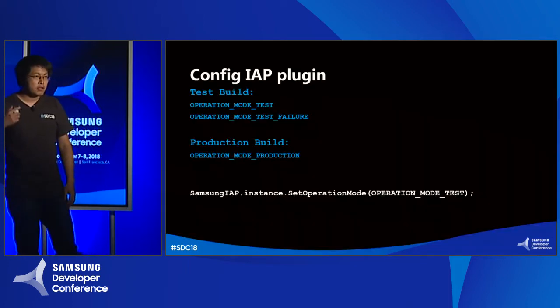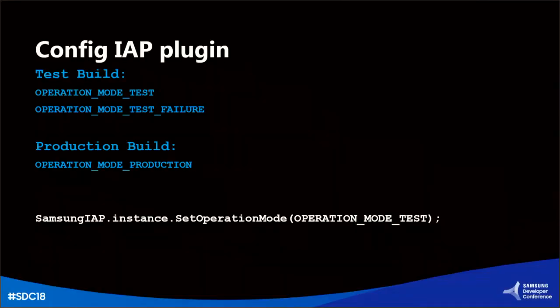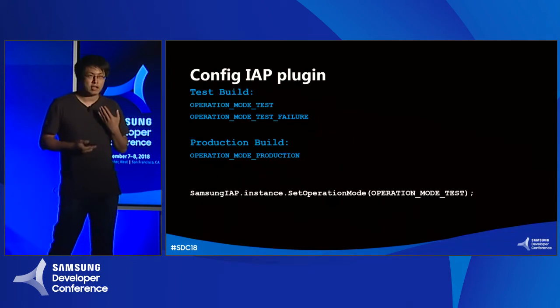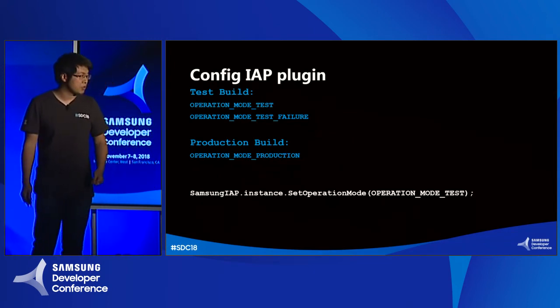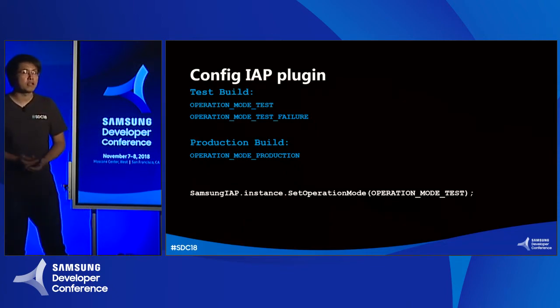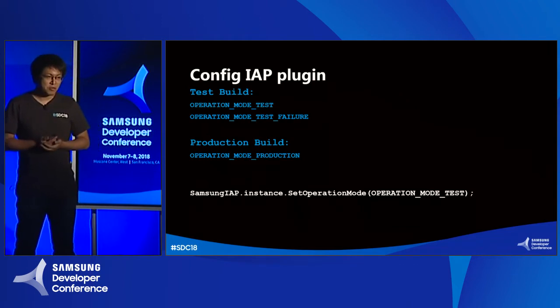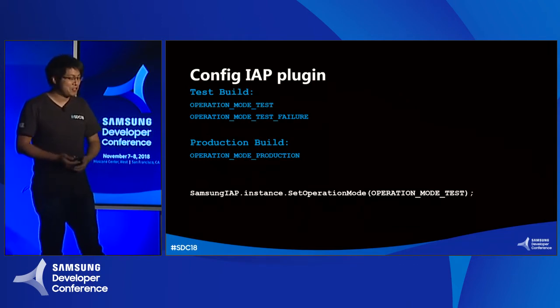And after that, you need to pay attention to which operational mode you pick. There are 2 modes Samsung IAP operates in. One is testing mode, in which you can make purchases again and again. It won't go through the billing process, so nobody gets charged on their credit card. But that also means if you release your app like this, you won't make any money. So remember to switch to production mode before you release.